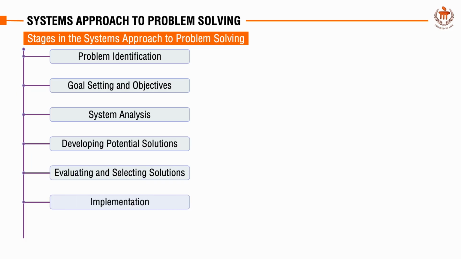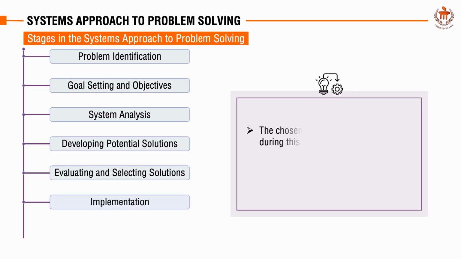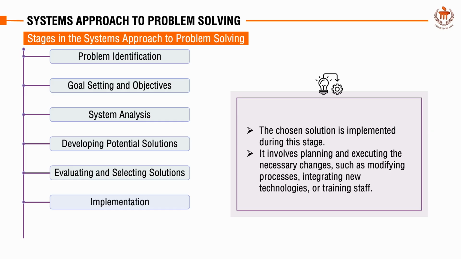The next step is implementation. Once the best solution is chosen, the next step is to put it into action. This could involve changing processes, introducing new technologies, or training staff. Communication and coordination are key to ensuring that the changes happen smoothly. For example, if new logistics software is adopted, employees would need training to use the new system effectively.